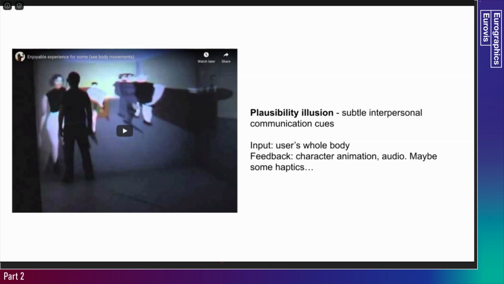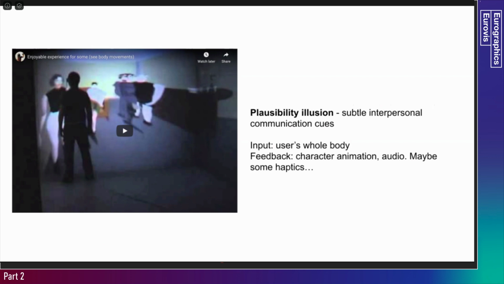So the input here is the user's whole body. In lots of games, we're just using players' head and hands as input, so it's very clearly defined. But when you're interacting with a virtual character, it's more implicit. So maybe how you move your body, if you're feeling anxious, confident, or a bit shy, these are all things you can express with your body. And this can then be used as input to facilitate the social conversation you're having with an agent. And in terms of the feedback, it is character animation or audio.